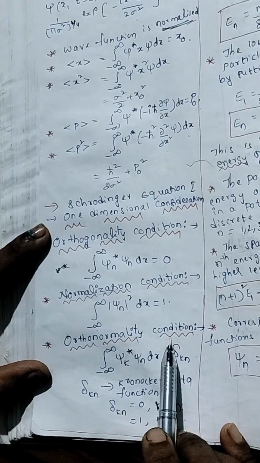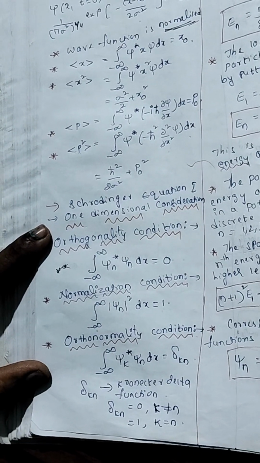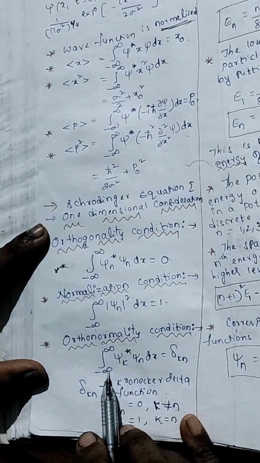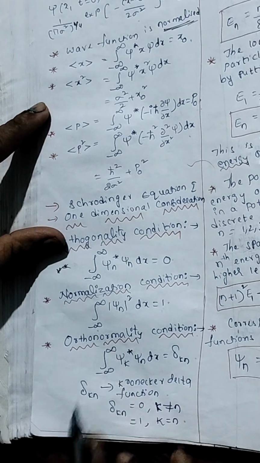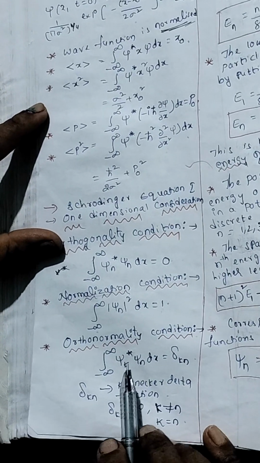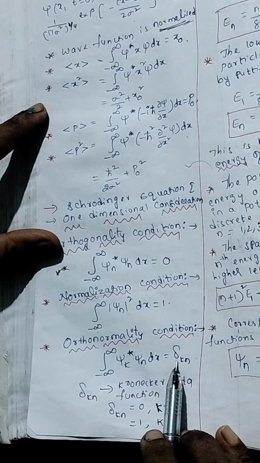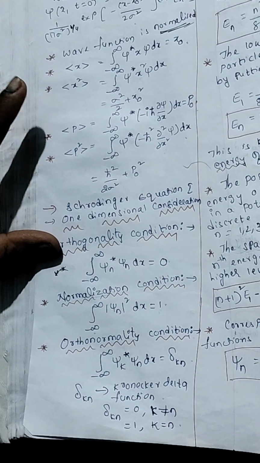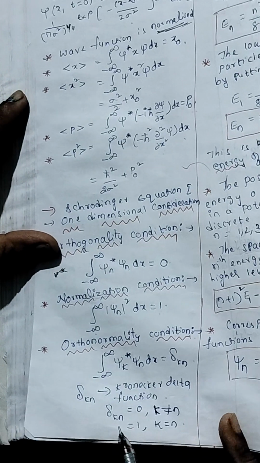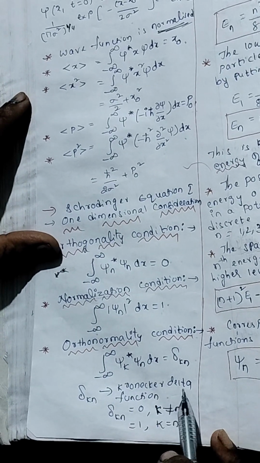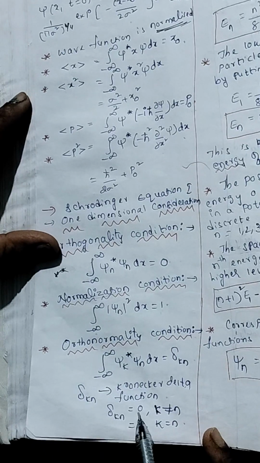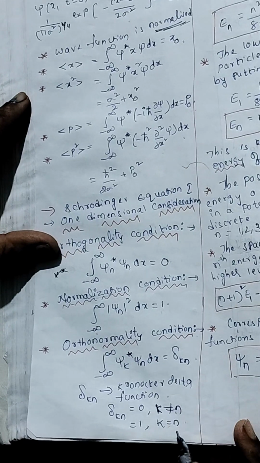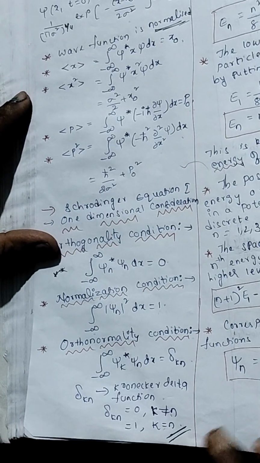Orthonormality condition: the integral from minus infinity to infinity of psi k star psi n dx is equal to delta kn, where k and n are the quantum states which represent the wave functions. Here delta kn we call the Kronecker delta function. If delta kn is equal to 0, k is not equal to n. If delta kn is equal to 1, k equals n. These conditions you have to remember. Kronecker delta.